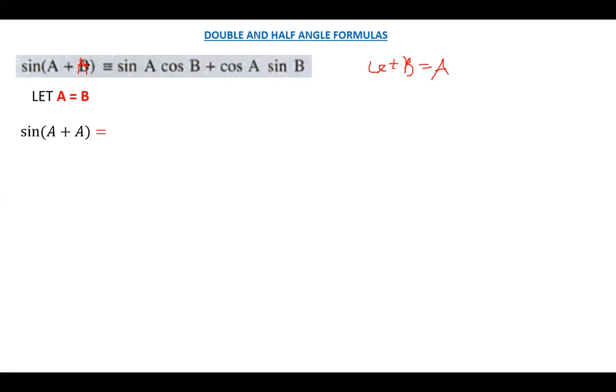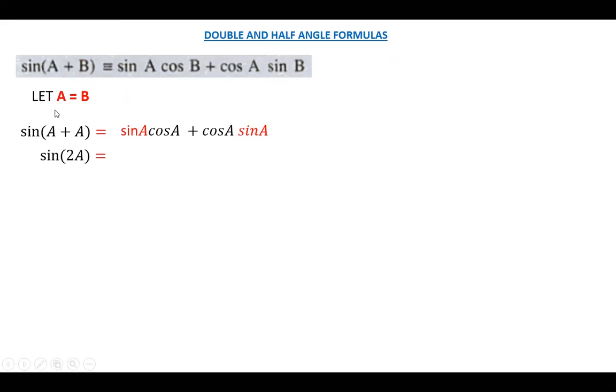Yeah, so where there is an A and where there is a B, you put A there, and you have sine of A plus A. Then you replace them in the formula and you have such an equation: sine A, where there was B here, you put A, and where there is B here, you put A like that. And that's what you're going to have.